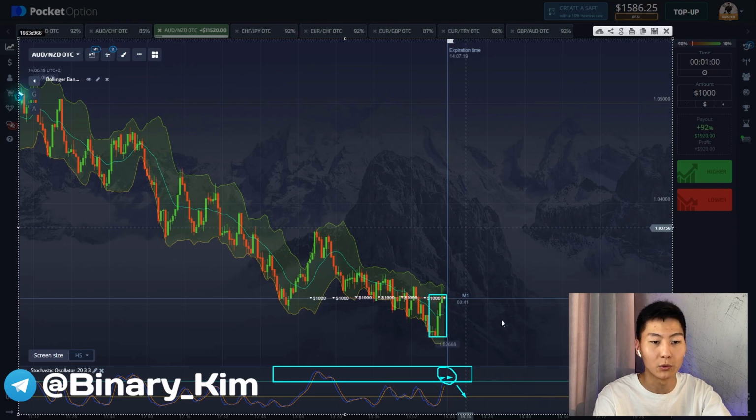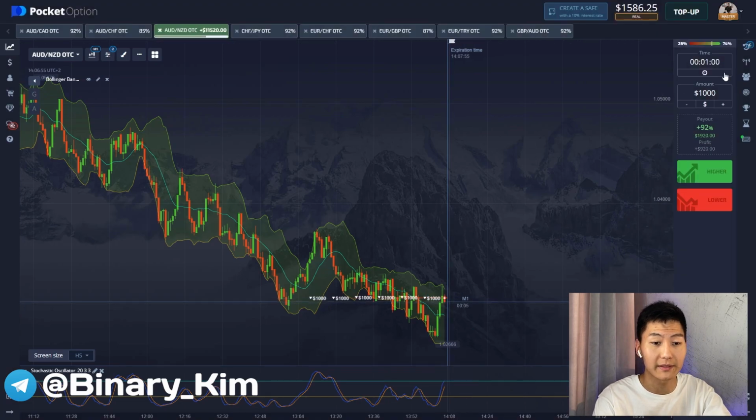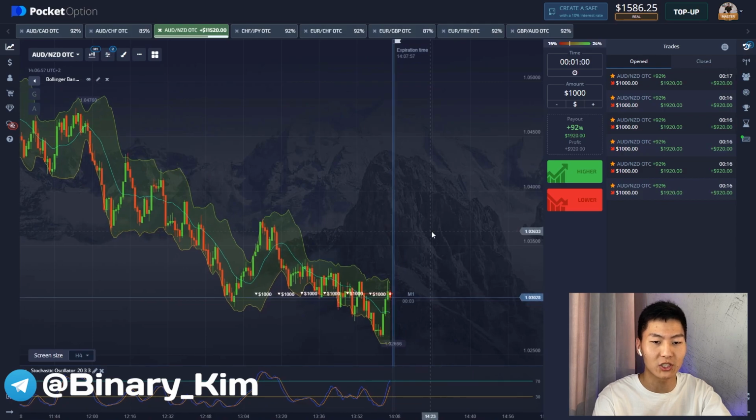Here we see a good pullback from the zone. This is the second signal. Here is the touch of the upper boundary of the channel, and this is the third signal. And we observe the long wick candle, which indicates the continuation of the downtrend, and this is another signal. That's why we open the short position.